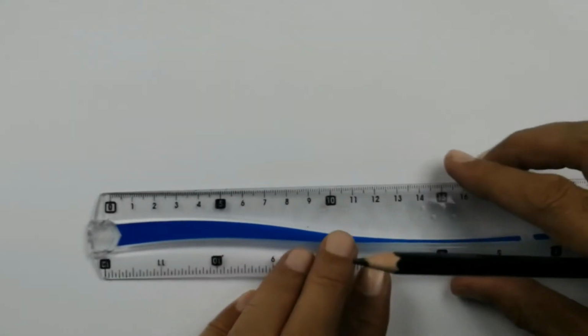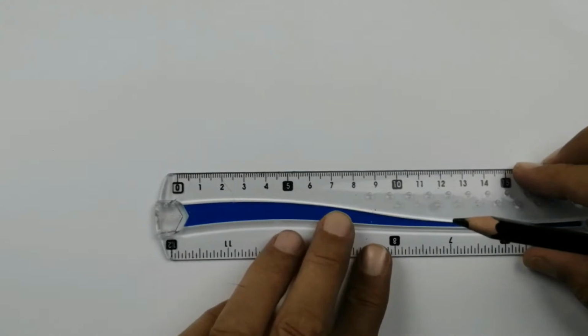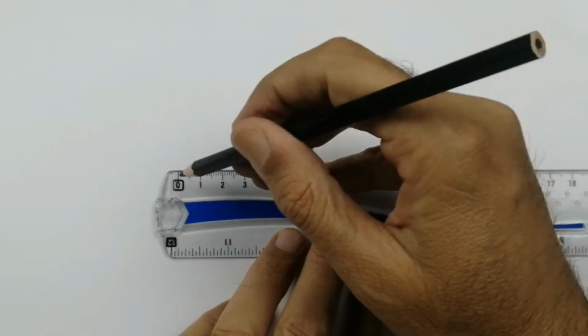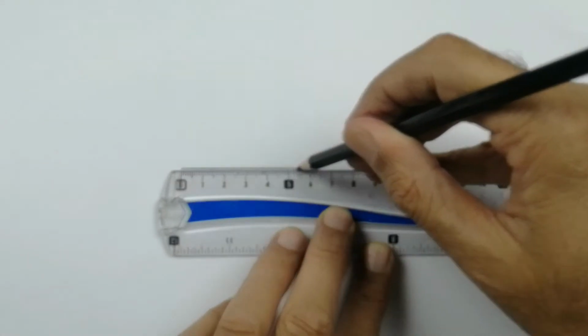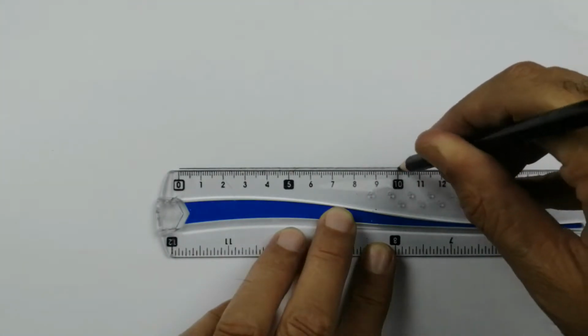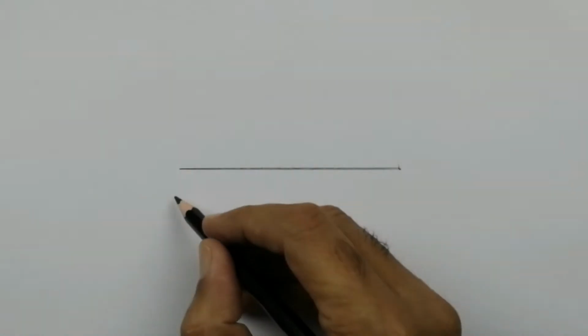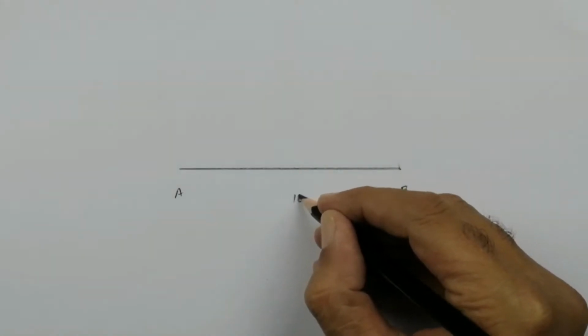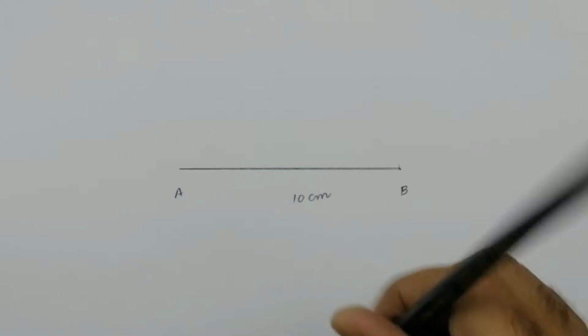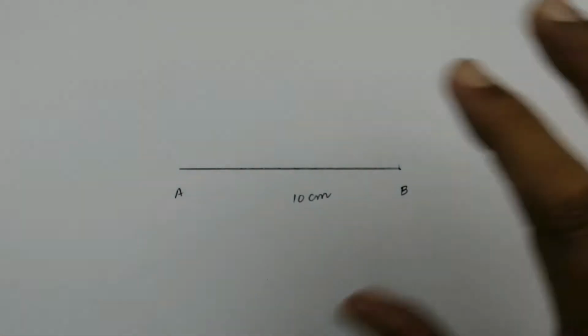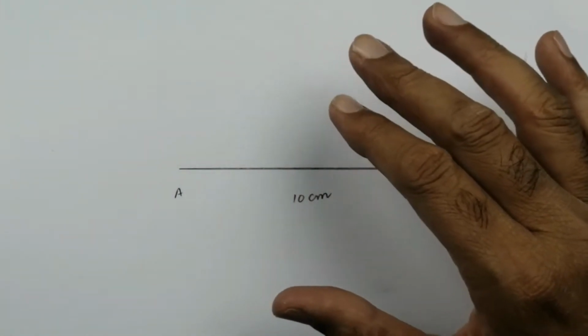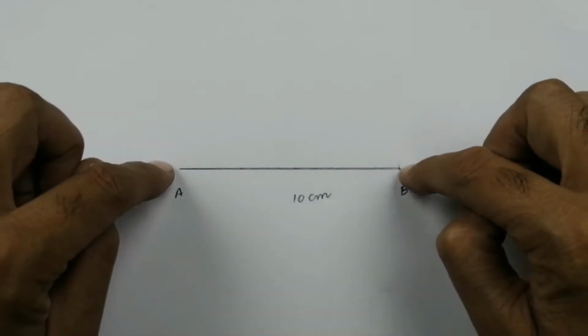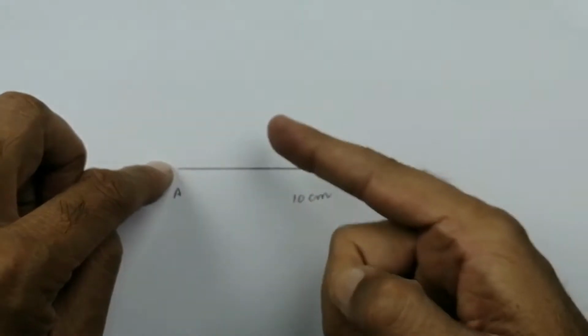Suppose I draw a line with the help of a scale of any length. I draw a line of 10 centimeter, right? So I name it, that is point A, that is point B, and the length of this line is 10 centimeter. Now we have to bisect this line. Bisect means we have to divide this line into two equal parts.